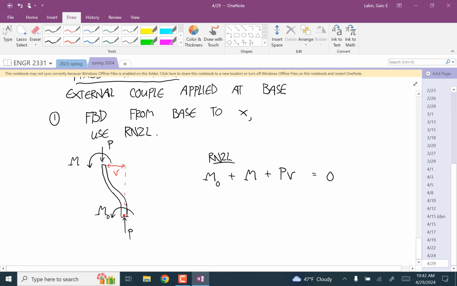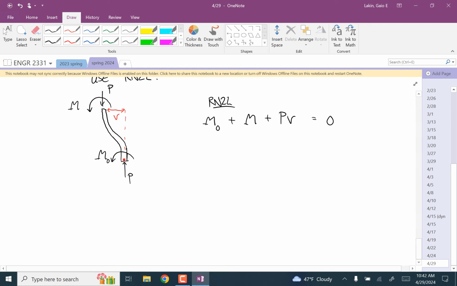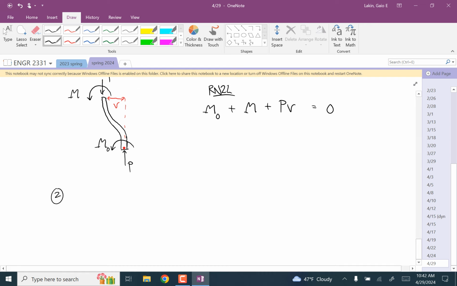Okay, so now we're here. The next step is use the elastic beam relationship to derive the governing ordinary differential equation.